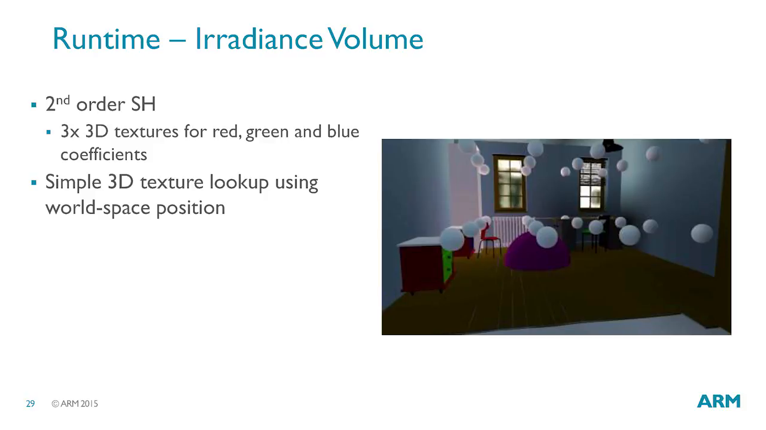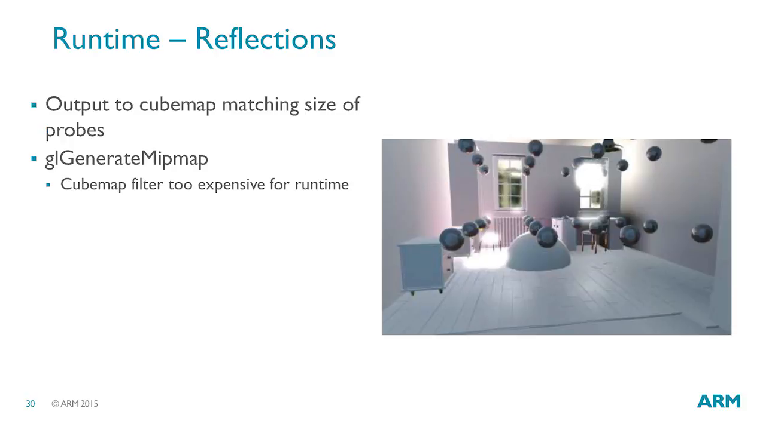So as mentioned, when we apply this to the scene, we do a simple 3D texture lookup using the world space position. Using this, we get the spherical harmonics coefficients, and then we do a lookup based on the direction that we want to get the color of. The result from the probe relighting can also be stored into cube maps, as mentioned. And this is useful to support dynamic reflections.